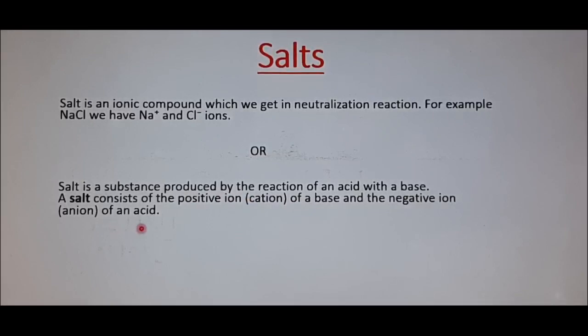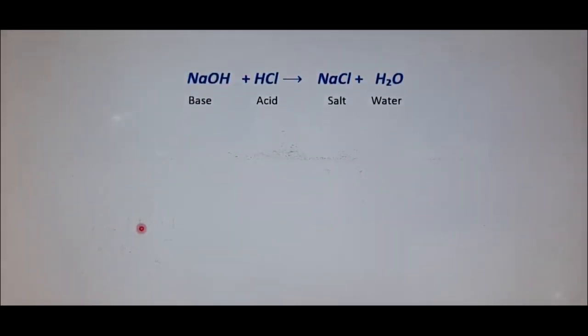So let's see how. I have taken one example. This is an example of a neutralization reaction also. See, when this base sodium hydroxide, NaOH, is reacting with acid HCl, it will give us NaCl, which is sodium chloride. This is salt, and we also use sodium chloride as common salt in our houses. So that is the other point. So we are getting sodium chloride from here plus water.